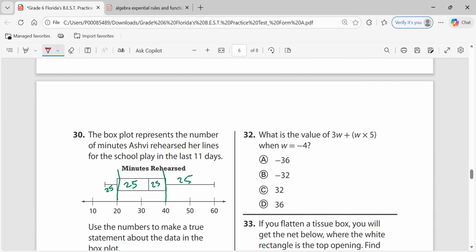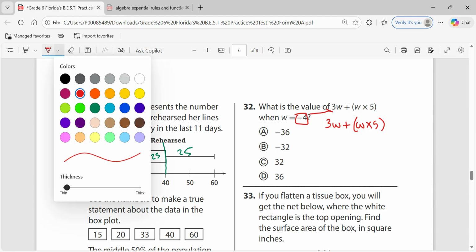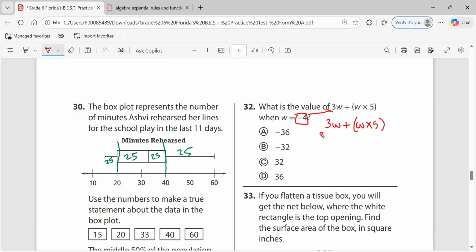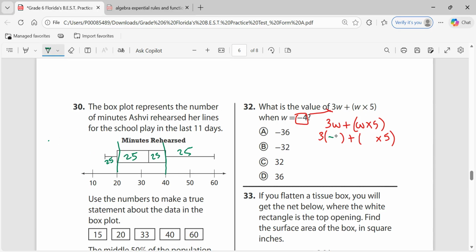All right, number 32. It says, what is the value of 3W plus W times 5 when W is -4? Because I know that W is -4, I'm going to put it in for W every time I see it. So this is 3W plus W times 5. We're going to have 3 times W plus W times 5. W is -4, so I put -4.